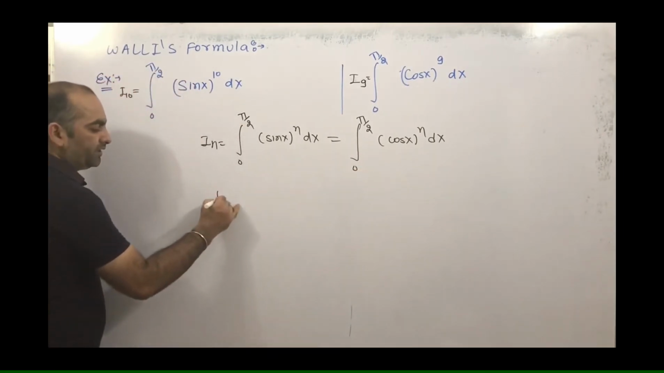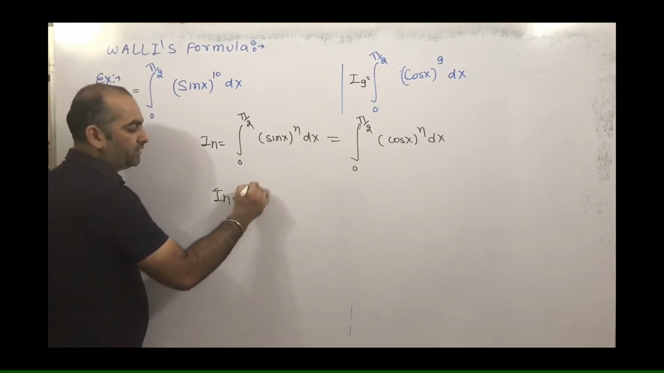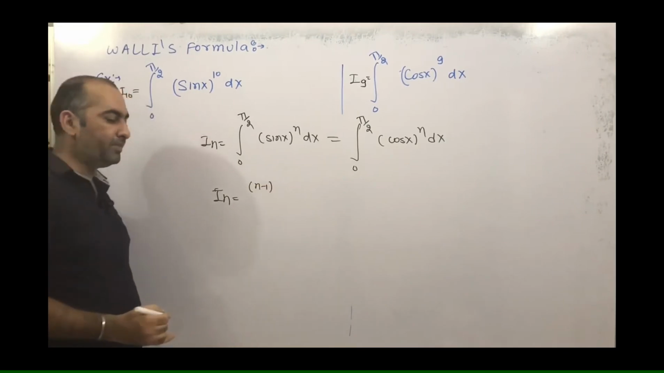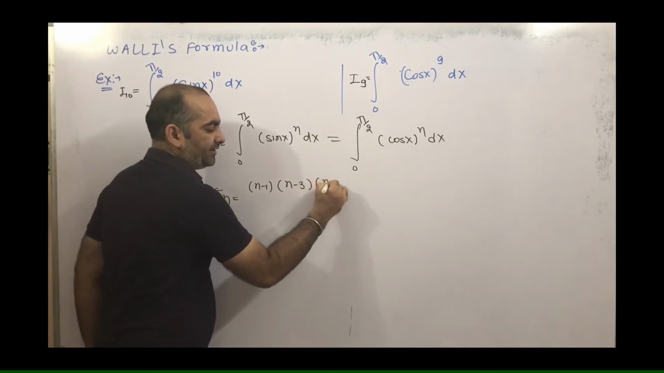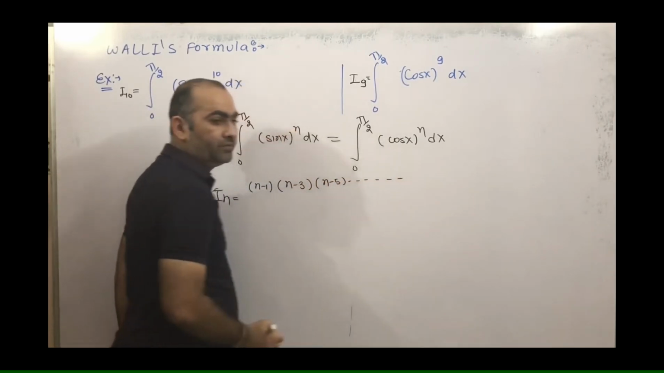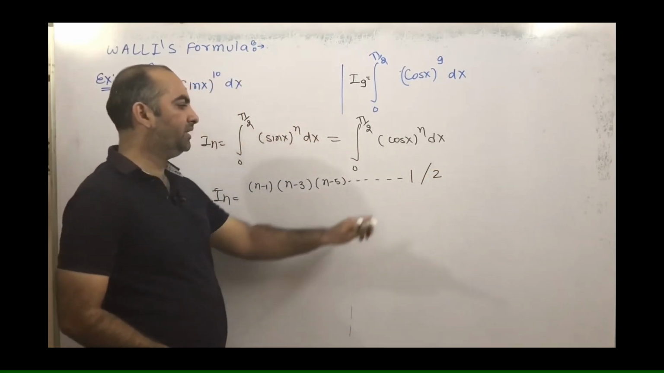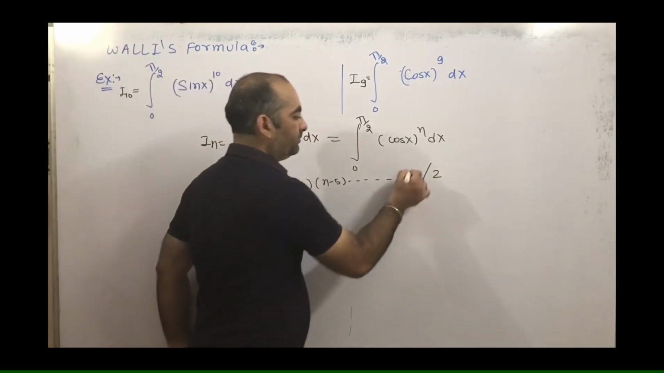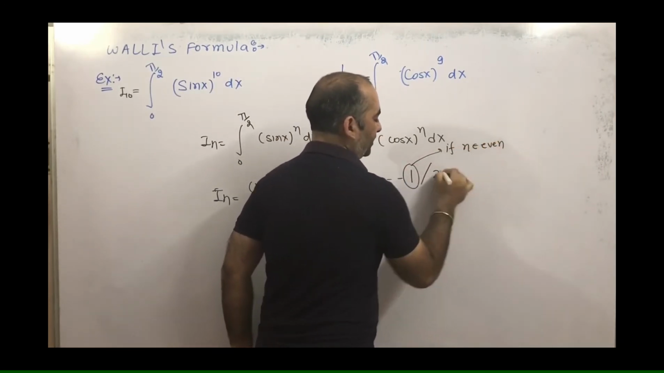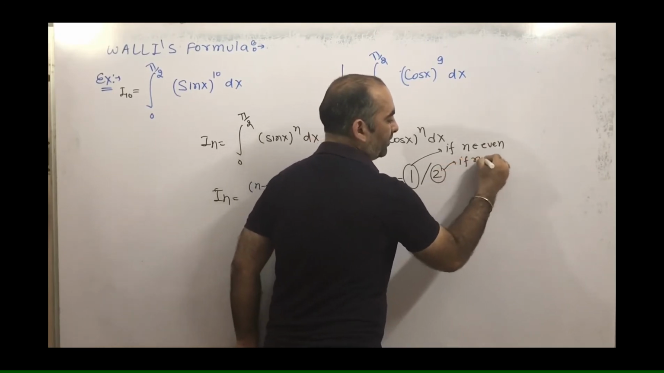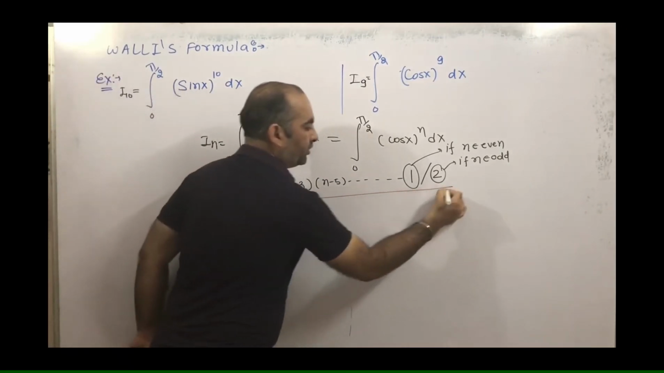So what is the solution here? In is equal to what will come? See, the numerator will start from n minus 1. Now from n minus 1 you have to decrease by 2. So what will come here? n minus 3, then n minus 5, until we go till either 1 or 2. 1 will come if n is even, and 2 will come if n belongs to odd.